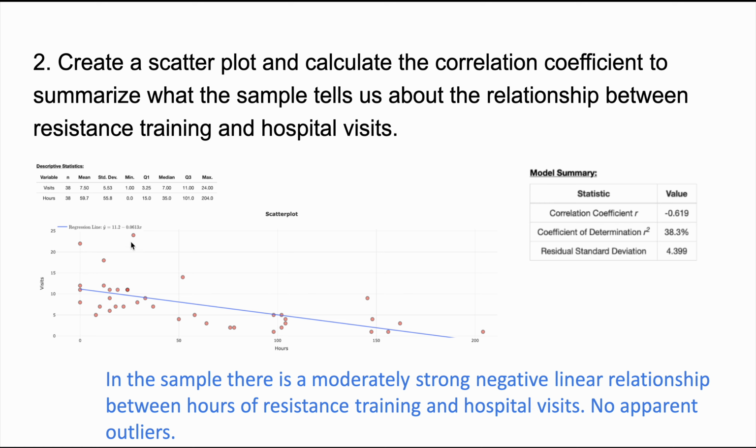I don't really see any outliers. I know there's this point up here, but we can do the outlier test on the X values and the Y values. That's why they give you this stuff here. I'm not seeing an outlier. Like if I saw a patient here who did like hundreds of hours of resistance training and had a lot of hospital visits, maybe that would be it. Or if I saw an outlier like way out here of one person that did 500 hours of resistance training, that might be an outlier there. Okay.